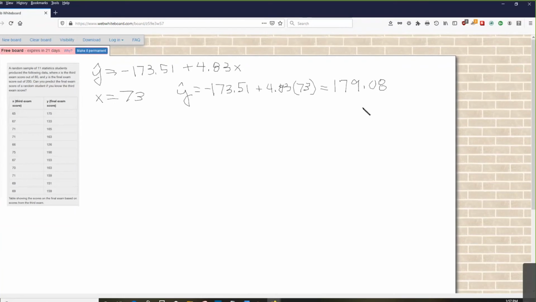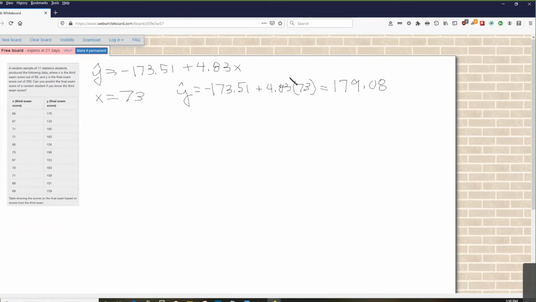So what that tells me is that we predict that any of the students who score a 73 on the third exam will, on average, earn a score of 179.08 on the final exam. The process of predicting inside the observed data of X values is called interpolation. The process of predicting outside of the observed X values is called extrapolation.